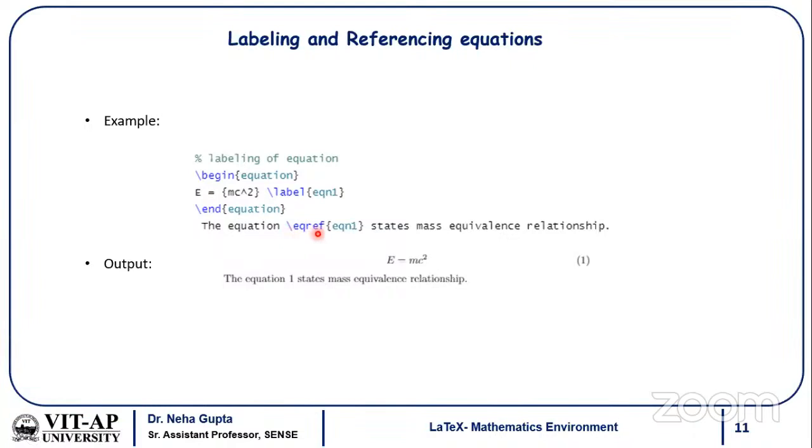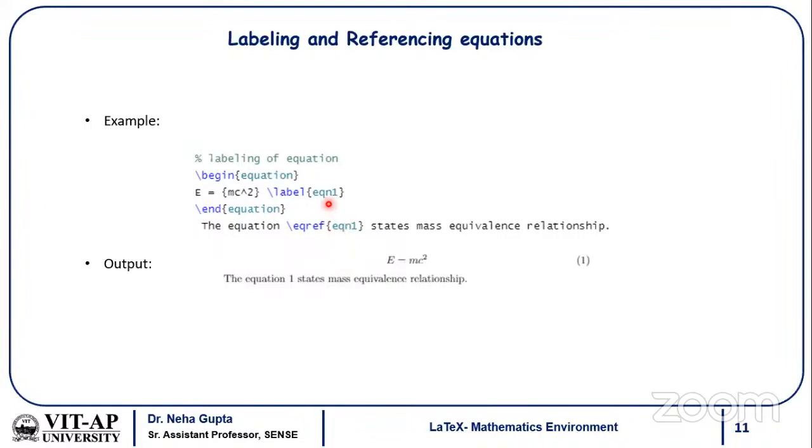The \eqref command is also there. For an equation, you have to write \eqref. It gives you the referencing of whatever equation numbers you have used. First, always label all those equations, and whichever one you want to refer to in the text, that label should be written inside these curly braces.